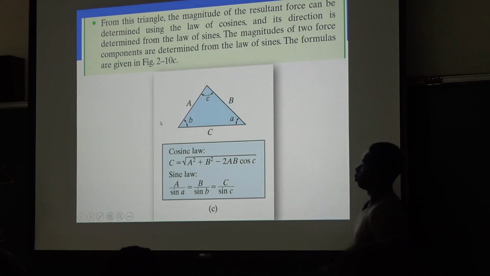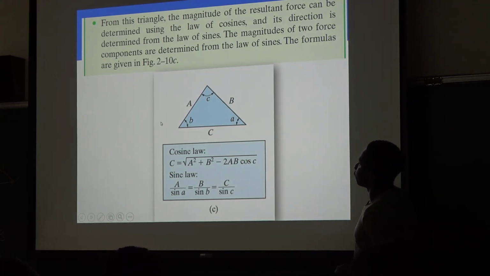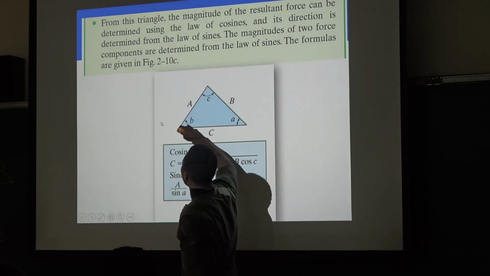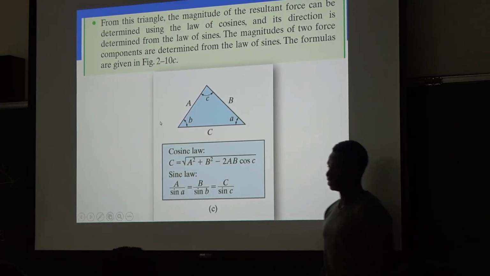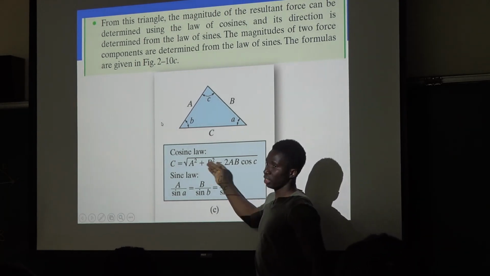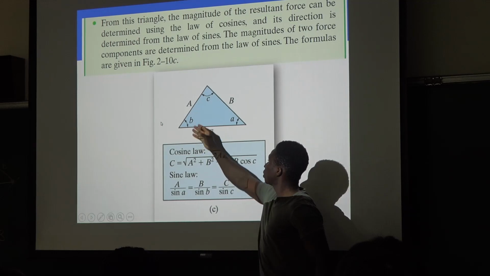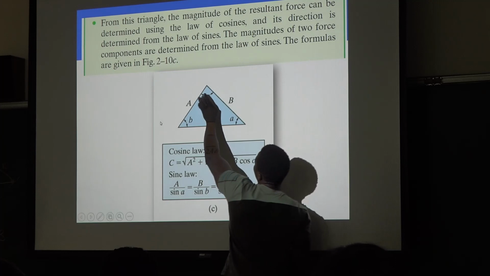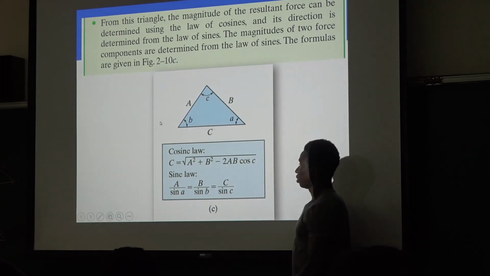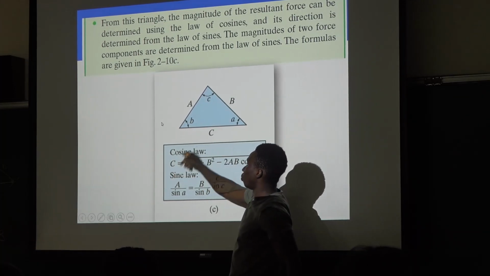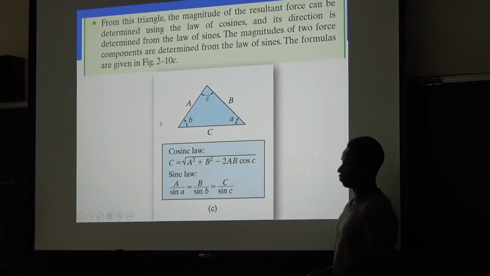So here it says the magnitude of the resultant force can be determined using the cosine law. So we combine A and B and we want to find the resultant force, which is C. How do we do that? We will use the cosine law. We already know A, we already know B. So we just need to know what's the angle here. Right? 2AB cosine C. We only need to know this angle and then we can know the magnitude of the resultant force here.